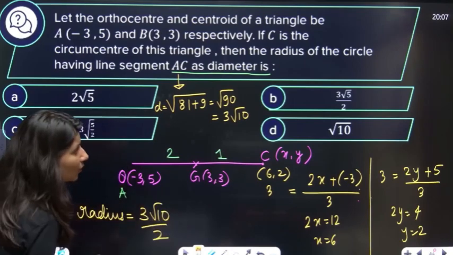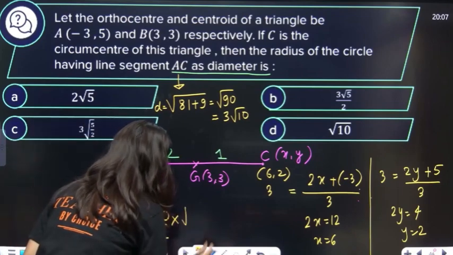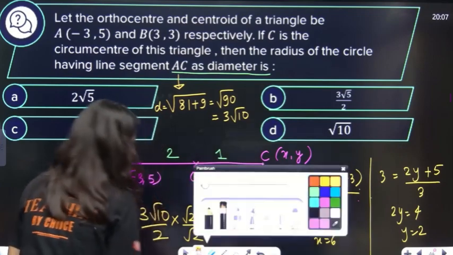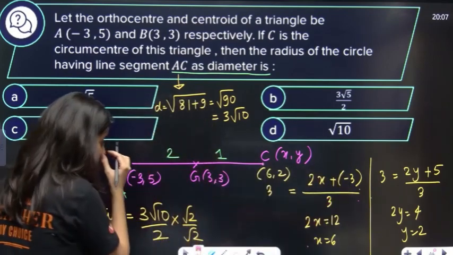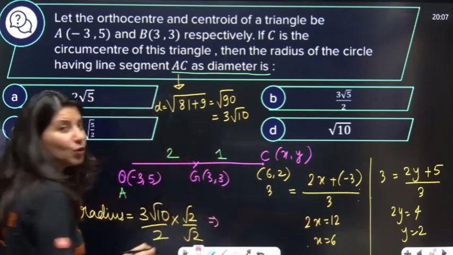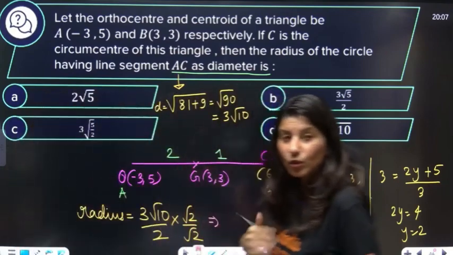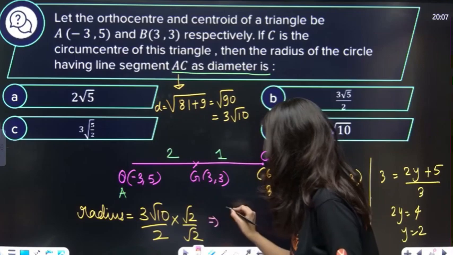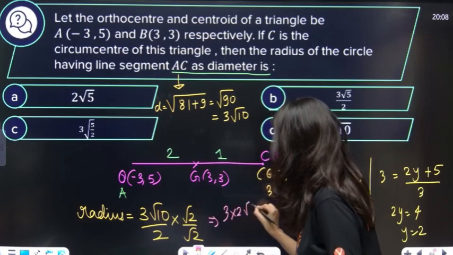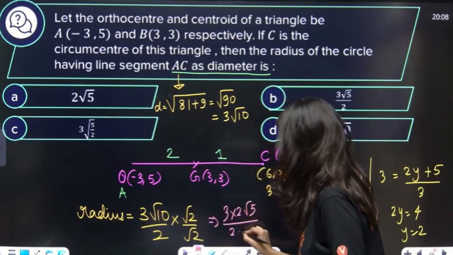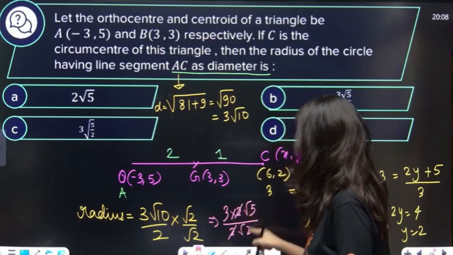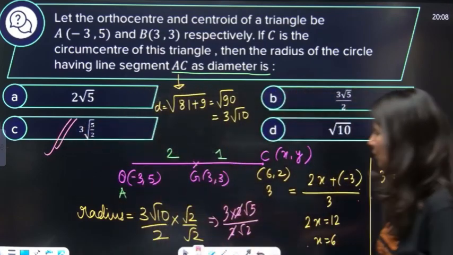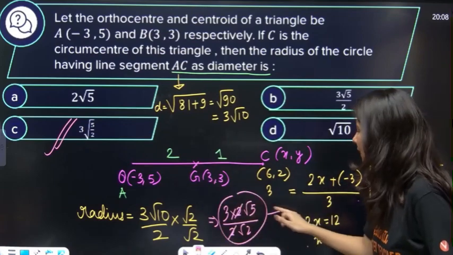3 root 10 by 2, I can't see the answer. So what you can do is multiply by root 2 by root 2. Correct? So if root 2 by root 2 is there, 10 root 2 is root 20. Now root 20 is nothing but 2 root 5. So 3 into 2 root 5 upon 2 root 2. 2 to cancel, 3 root 5 by root 2. So option C, 3 root 5 by root 2 is absolutely correct.